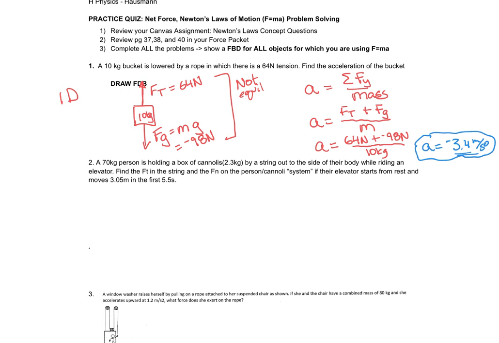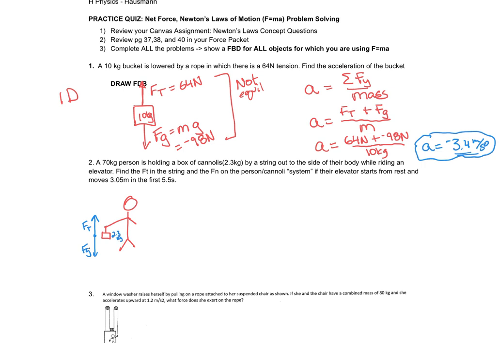We've got a person holding a box of cannolis by a string out to the side of their body. Well, here's what I picture. I'm picturing a person holding a package out to the side of their body. And you might say, well, is the rope at an angle? No. So in this case, I know that it takes some interpretation, but we have a tension holding up to your hand, and we have a force of gravity on the package, 2.3 kilograms.